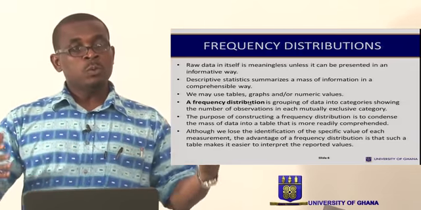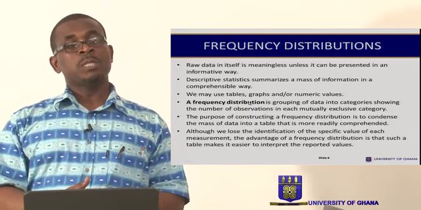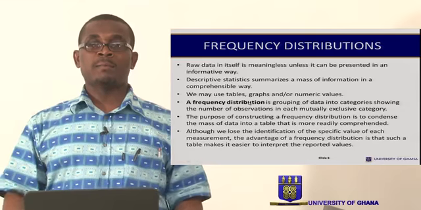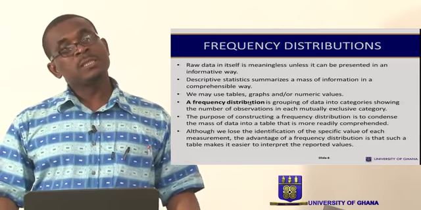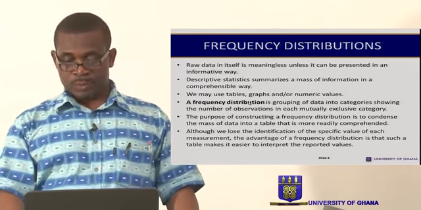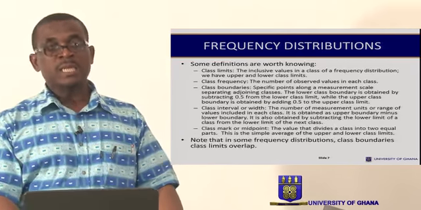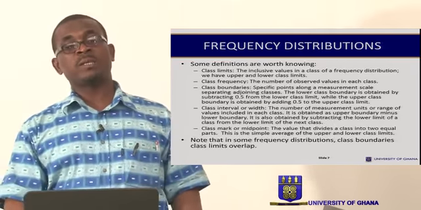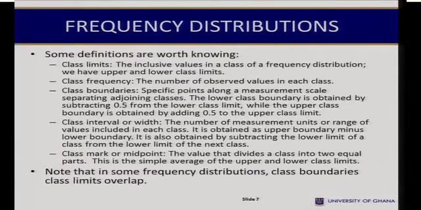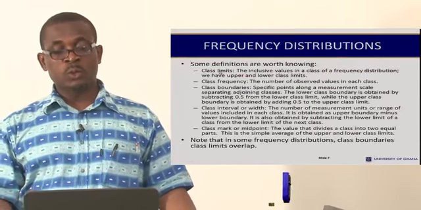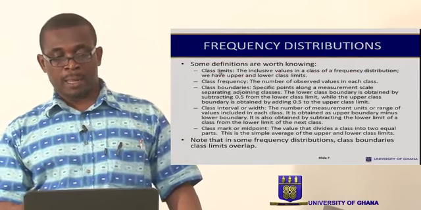Now, when you do a frequency table, you lose the individual specific values. But it also allows us to interpret the data in an informative way. To construct a frequency distribution, there is some terminology we must know. The first is class limits. Class limits refers to the inclusive values in a class of a frequency distribution. We shall illustrate this shortly. And there are two values, what we call the lower limit and the upper limit.